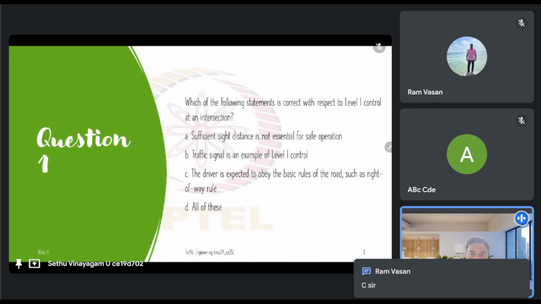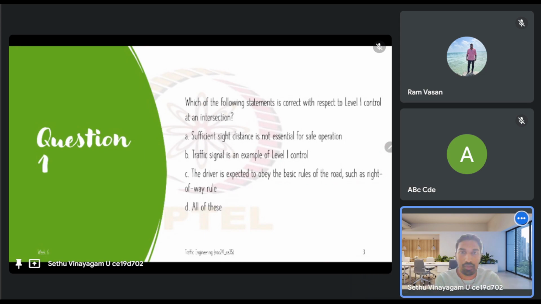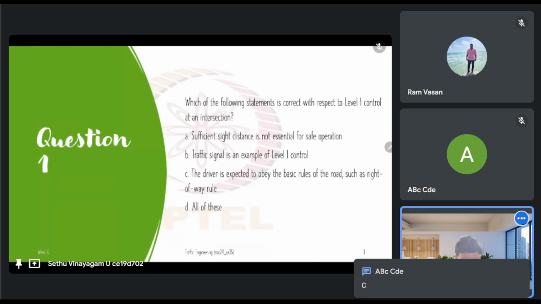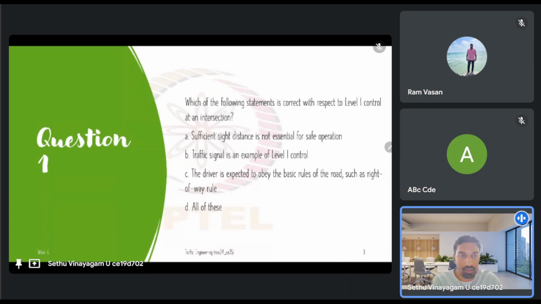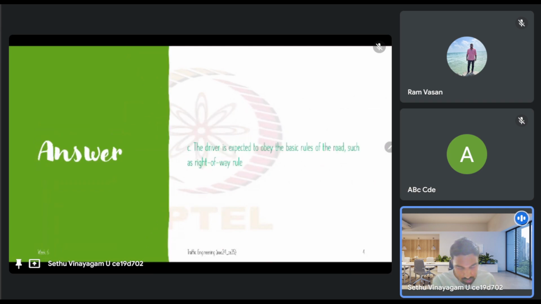Okay, option C. Any other answer? Okay, two answers for option C. All right, the right answer is option C: the driver is expected to obey the basic rules of the road, such as the right of way.